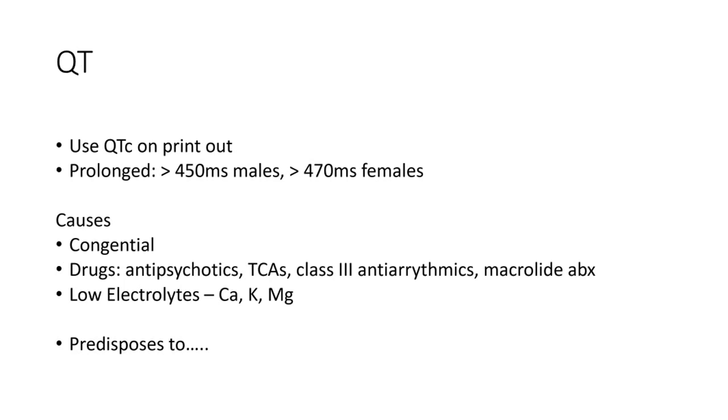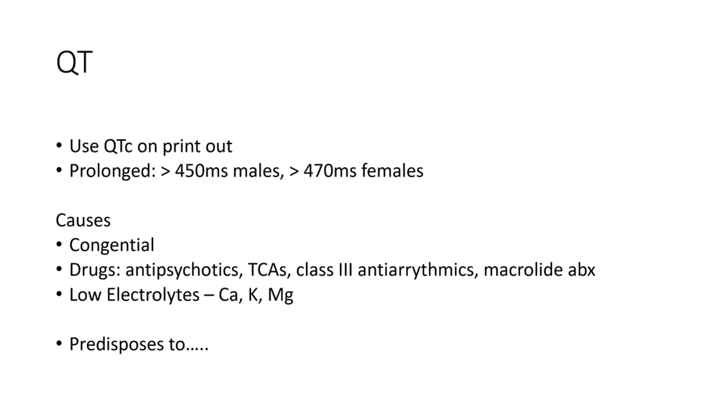Okay, and the last little bit then, the QT interval. This bit we don't really need to read. We just look at what the computer tells us is the corrected QT, or the QTc, on the printout that it gives us. Prolonged if greater than 450 in men, 470 in women. Causes can be congenital. Important drugs to know that cause a prolonged QT interval are antipsychotics, tricyclic antidepressants, those class 3 antiarrhythmics we've already spoken about, and macrolide antibiotics such as clarithromycin and erythromycin. Also, a nice way to remember it is that low levels of certain electrolytes can cause a prolonged QT. Those electrolytes are calcium, potassium, and magnesium.